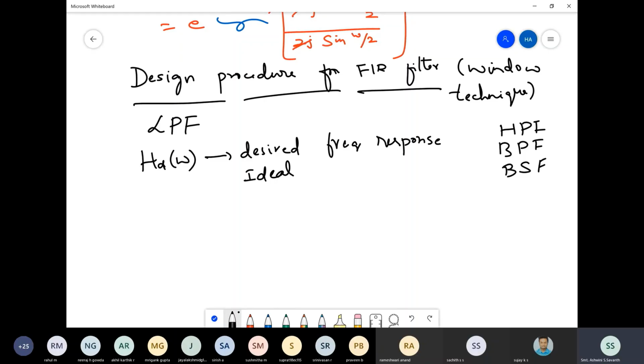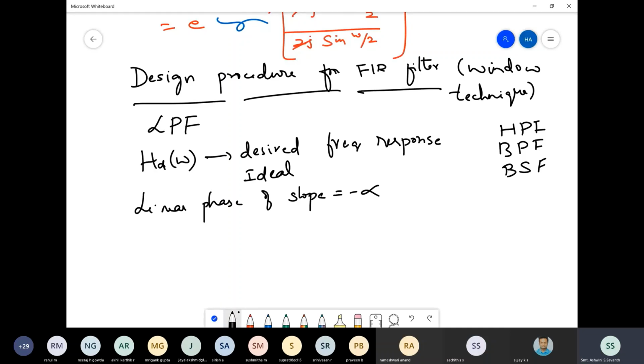Okay, so we have to first write down HD of omega for a low pass filter, and you should keep in mind that this should have a linear phase. So let us assume a linear phase of slope minus alpha. Why have I taken a negative slope? Because we have seen in the derivations before that whenever you take a symmetric impulse response, the phase response, which we have written in the four equations I gave you before, has a negative slope. That is why I have assumed a value of minus alpha here.